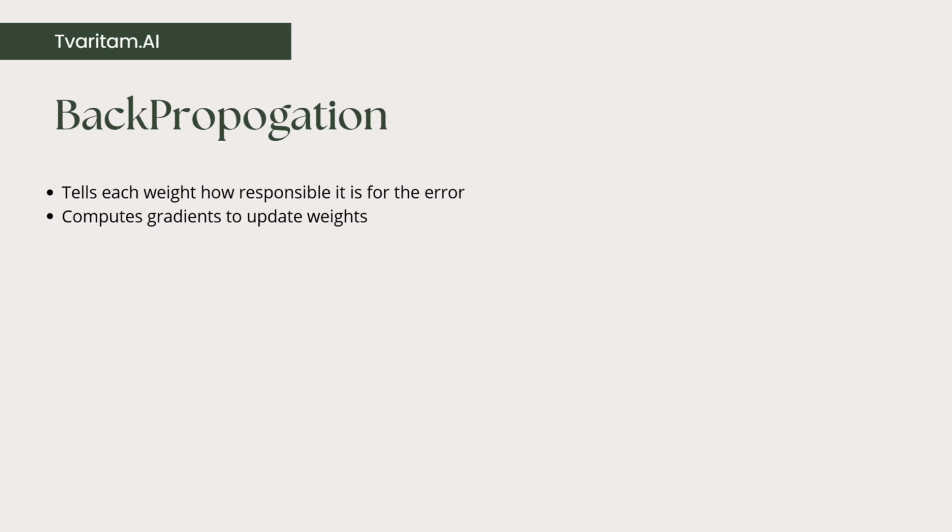So what is backpropagation? After the network makes a prediction, we compare it to the actual value, calculate the error using the loss function. Backpropagation is the process of taking that error and trying to understand for every single weight in the network how much did that weight contribute to the error and in which direction should it be adjusted to reduce that error. Now how does this work?